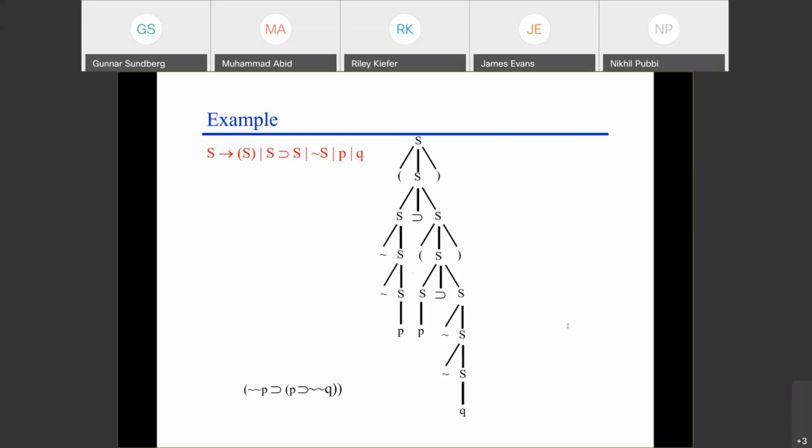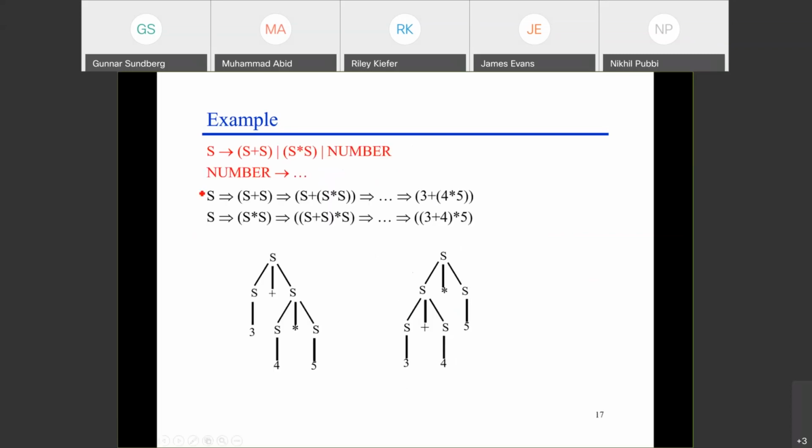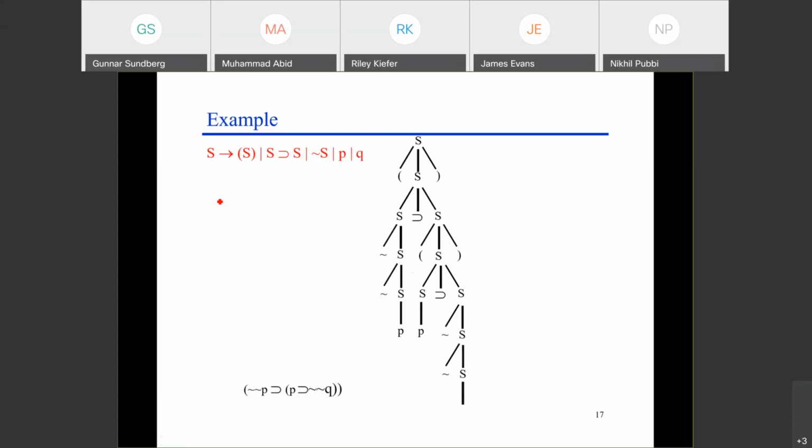Would it be three? Because three out of the five rules are non-terminal. So I can write here. We have five rules altogether in this grammar. One, two, three, four, and five.